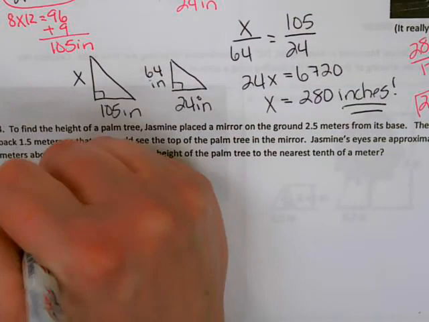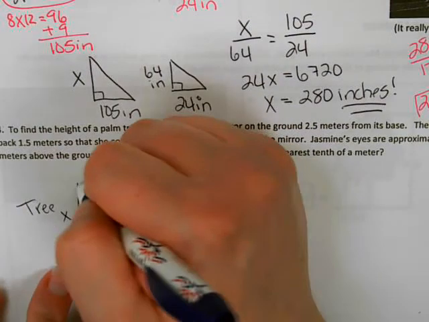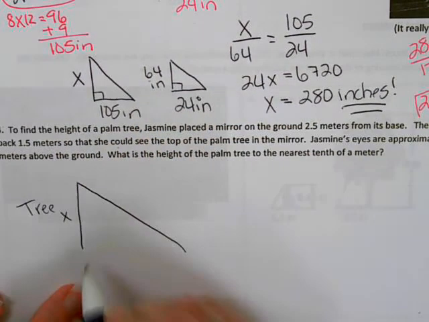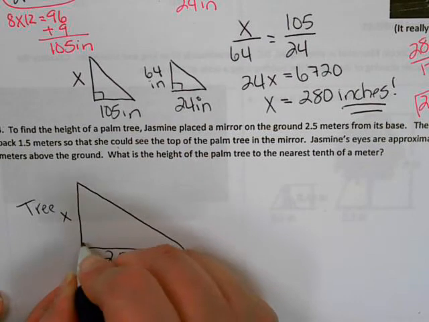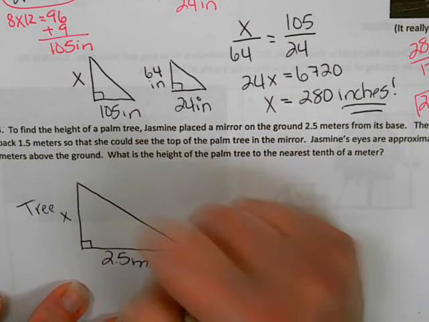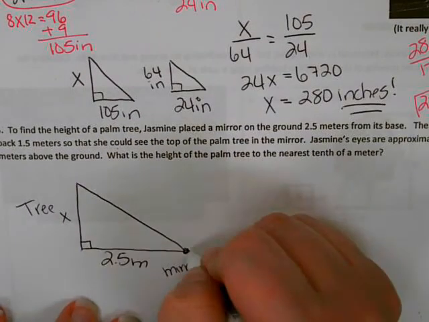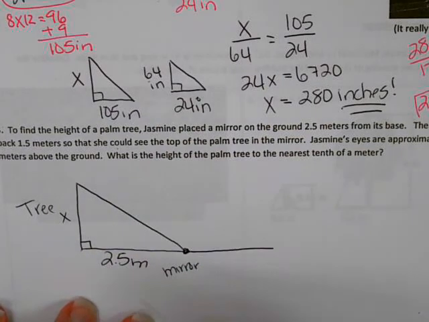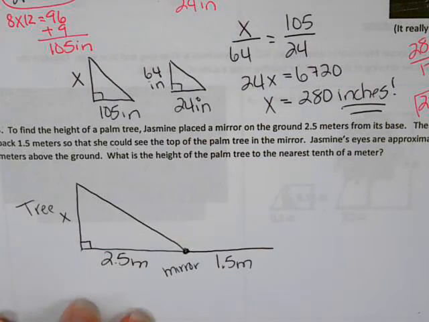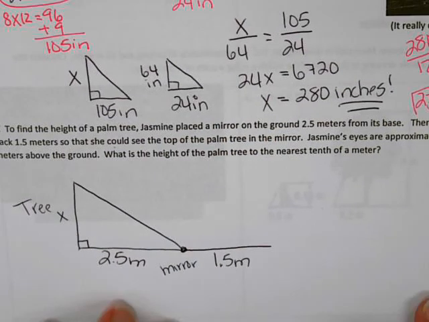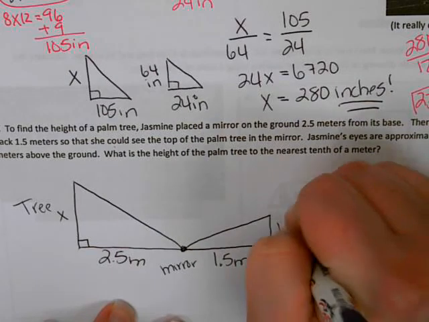Here's my tree, right? She's trying to find the height of some tree. And on the ground, 2.5 meters from it, she places a mirror. So our mirror is going to be that dot right there. And then she steps back until she can see the tree in the mirror. And she ends up stepping back 1.5 meters. Then it tells us that her eyes are approximately 1.9 meters above the ground.